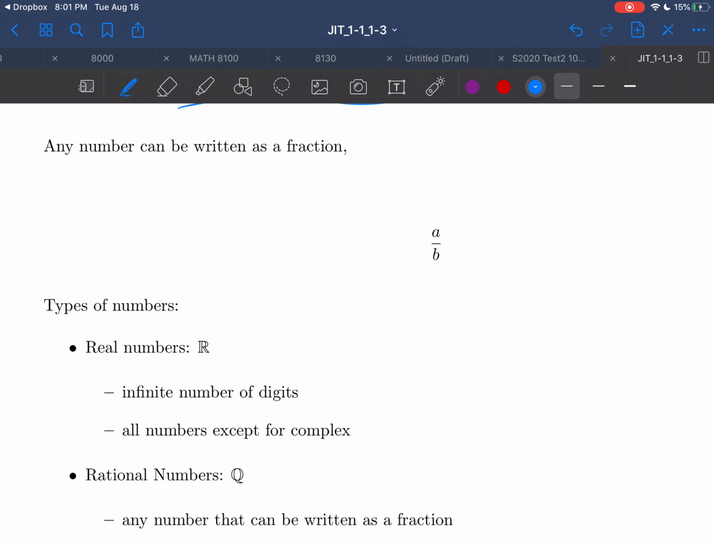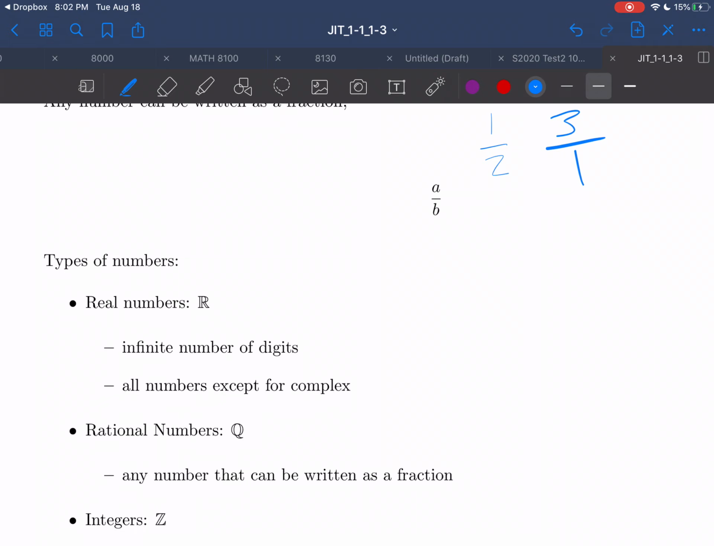Moving into fractions, any number can be written as a fraction. It can be something like 1/2. If you've got just a whole number like 3, that can still be written as a fraction. You just stick it over 1 because you're not actually changing anything about the value of 3. That's still 3. Sometimes you'll need to do that when you're simplifying stuff or needing to combine two things.